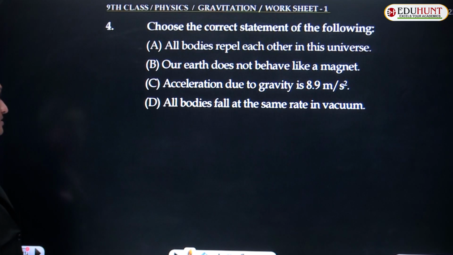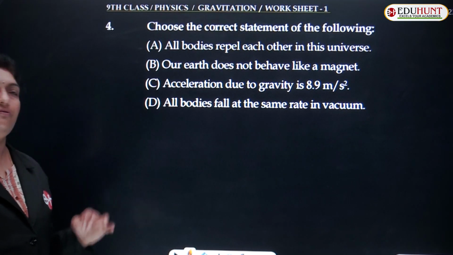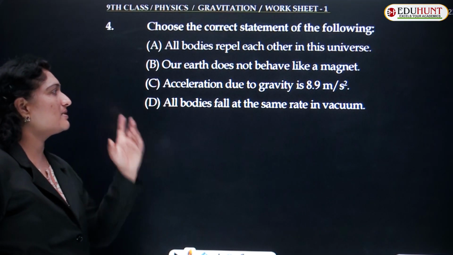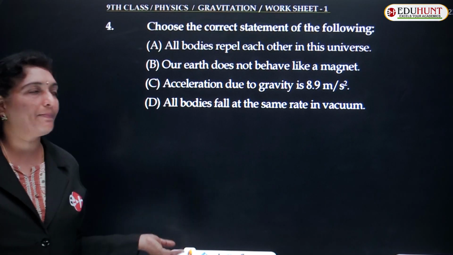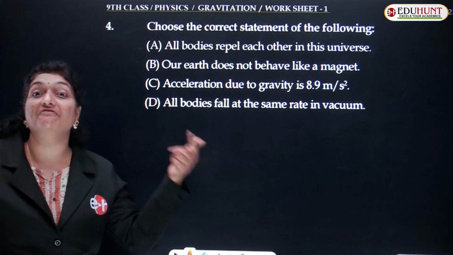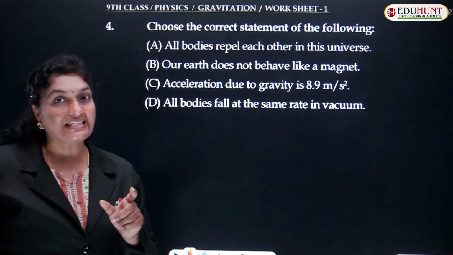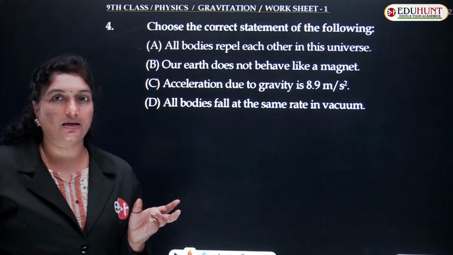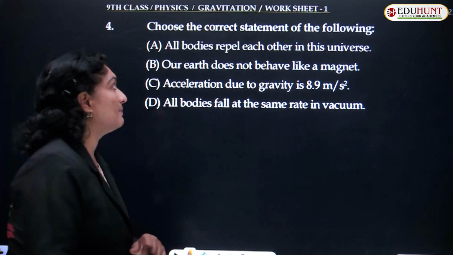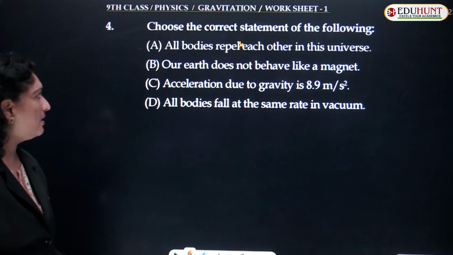Now, moving to the next question, children. Fourth question: choose the correct statement of the following. Among the four, one must be true. All bodies repel each other in the universe? No. Every particle attracts every other body in the universe. So what force acts between any two particles in the universe? Attractive force is acting, but here it is given as repulsive force, so it is a wrong statement.